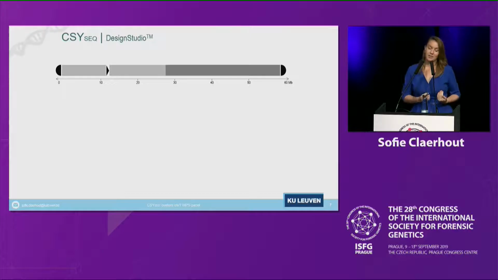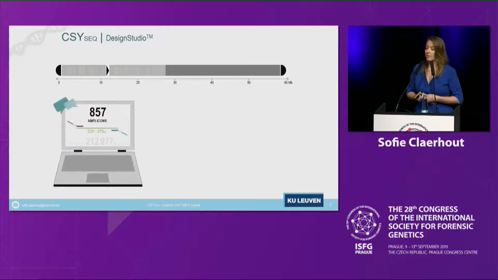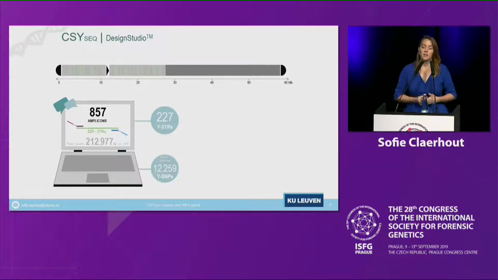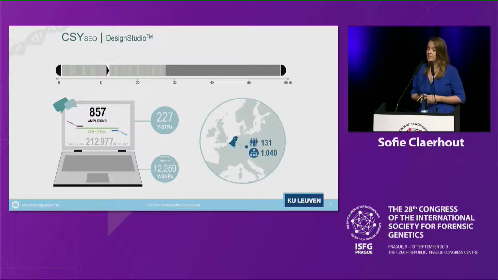So in theory, according to Illumina, our panel targets 857 amplicons, which is very nice, and they have an average length of 250 base pairs, all distributed over the euchromatic region of the Y chromosome. These amplicons, in theory, target 227 YSTRs and more than 12,000 Y SNPs, according to the ISOGG Y-browse database. In order to verify these amplicons and these markers, we already sequenced one female sample, not mine, and 130 male samples.